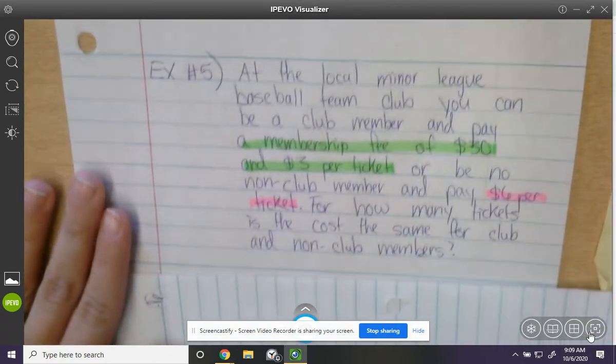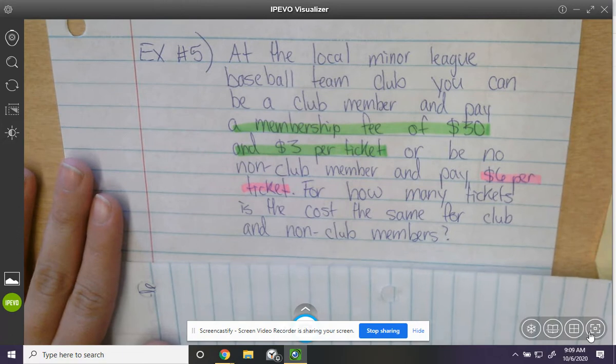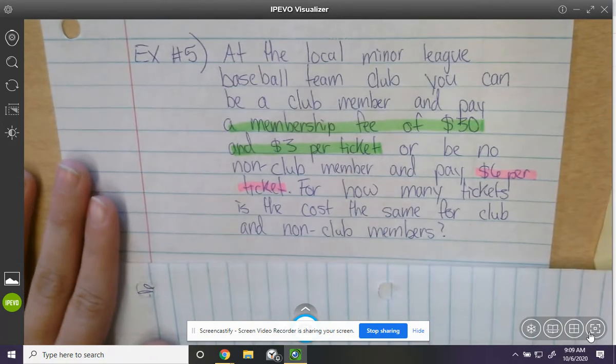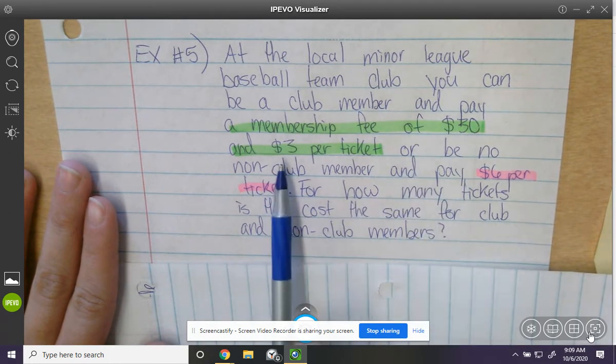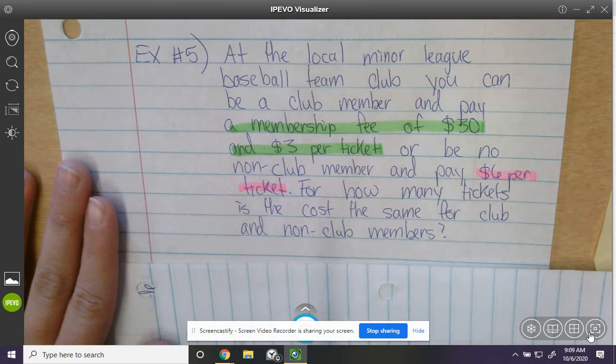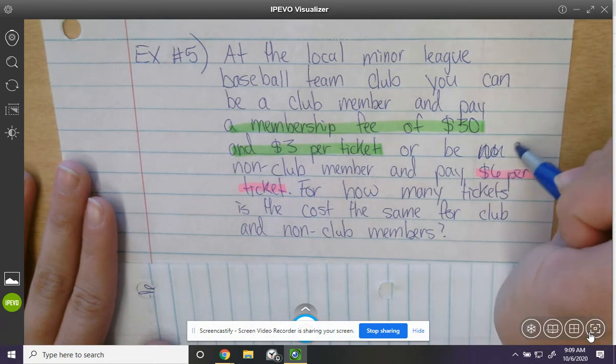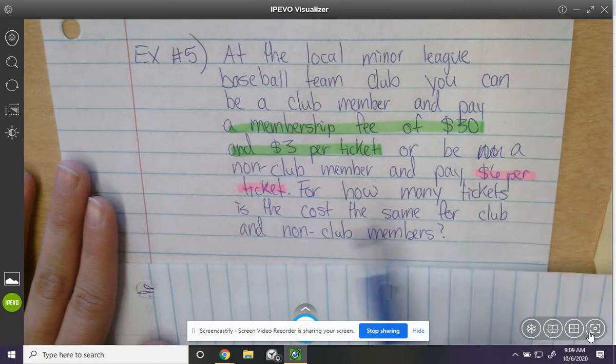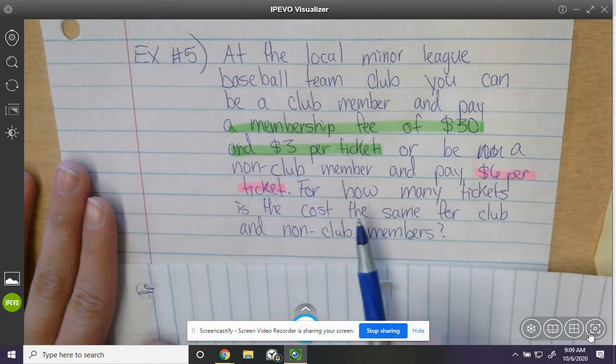So this is the first word problem. At a local minor league baseball club, you can be a club member and pay a membership fee of $30 and $3 per ticket. Or be a non-club member and pay $6 per ticket. For how many tickets is the cost the same for the club members and non-club members?